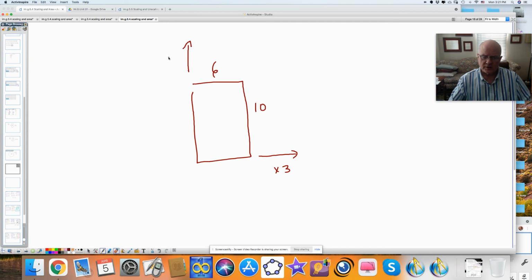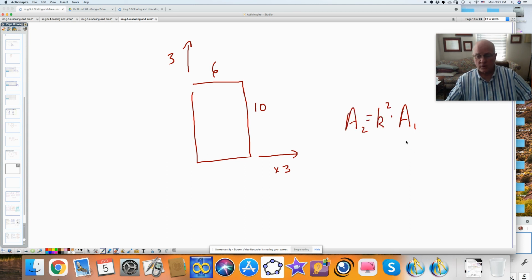So there's two ways of looking at this. You could say, I could multiply 6 times 3 times 10 times 3. Or I could use this other formula, saying the area of my original times the scale factor squared is equal to the new area. I'll choose to do it both ways, but I'll choose this way first. 6 times 10 is 60. I multiply that times 3 squared, which is 9, and I get 540.